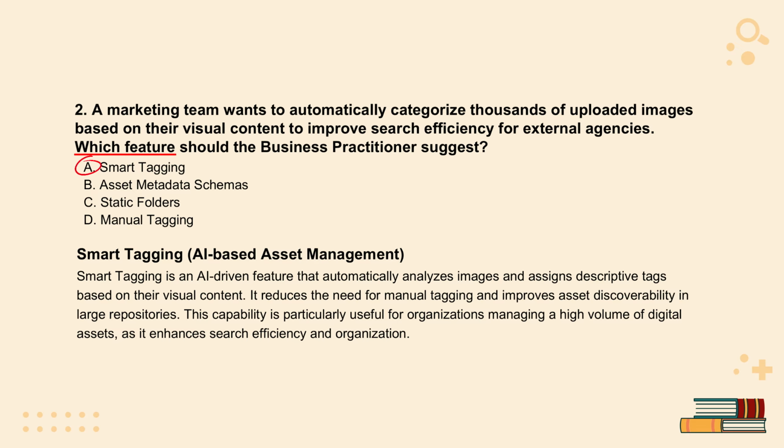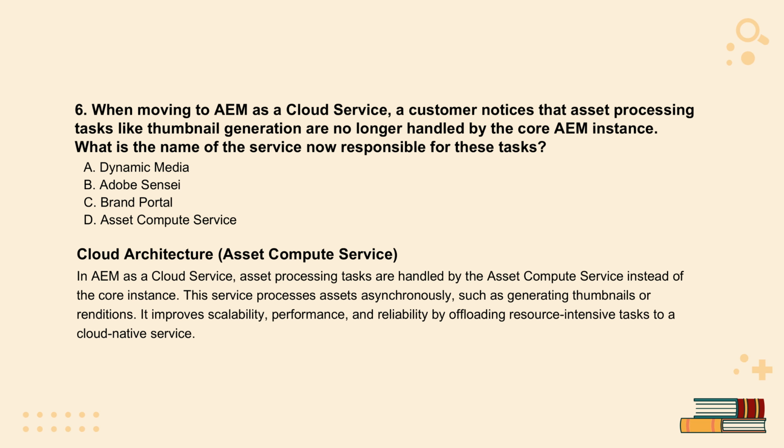But wait, if the AI is analyzing thousands of high-resolution images, where's all that computing power coming from? Because if my core web server is busy analyzing photos, isn't my actual website going to slow down for my customers? That leads perfectly into the architectural side of the exam. Let's look at question 6. Okay, let me read the scenario for that.